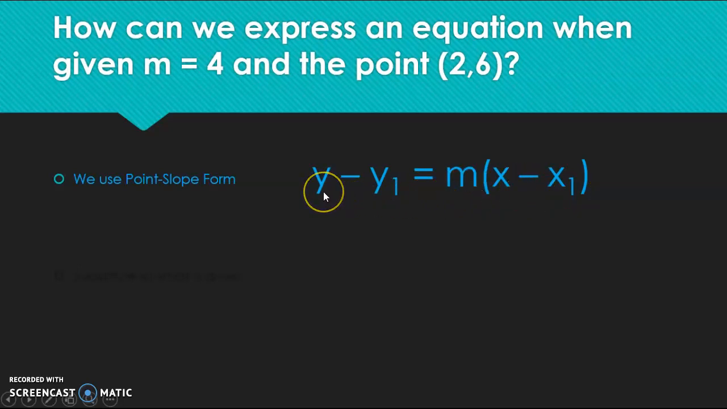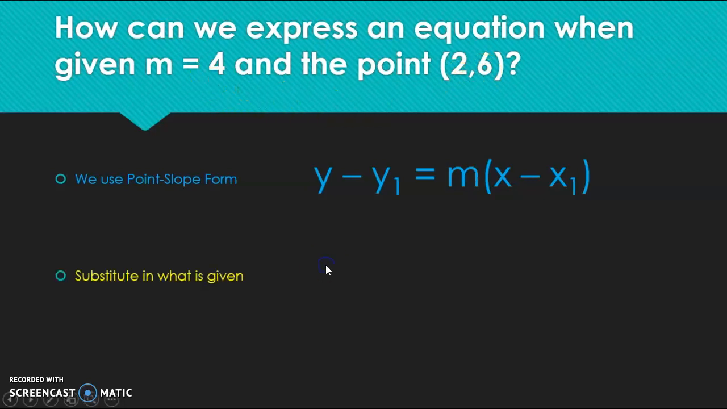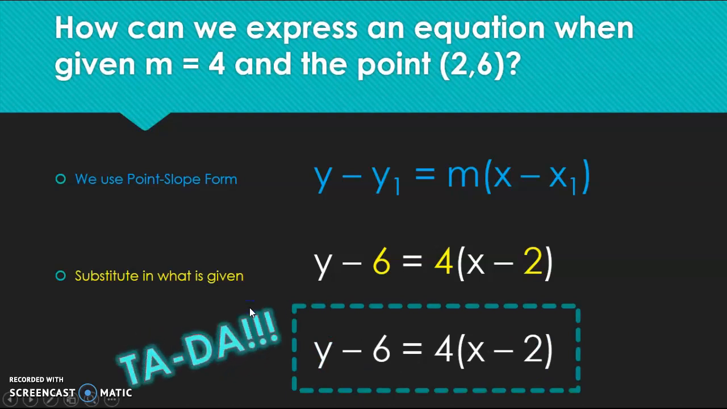Here the y will stay just y, the x will stay just x. We'll be plugging in the x1, y1, and the m. Right up here, we have x1, y1, and the m. Now we just substitute in what was given to us. Our slope of 4 gets plugged in where m was. Our x value, 2, gets plugged in for x1. Our y value, 6, gets plugged in for y1. And that's it, guys. It's that simple.